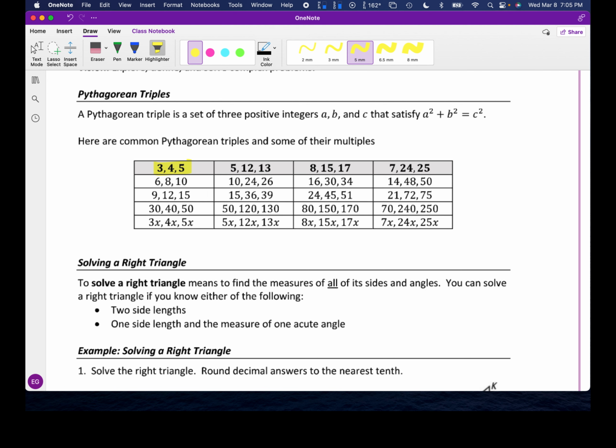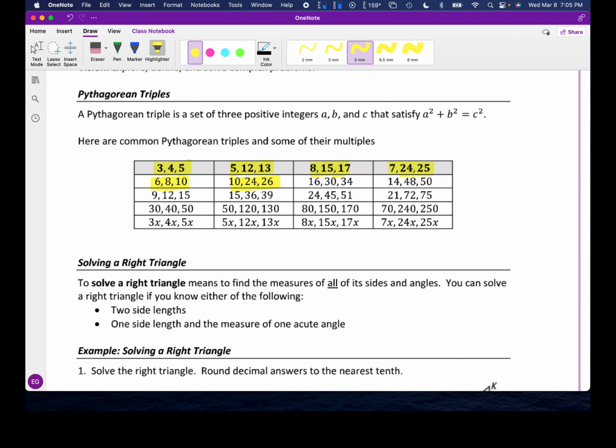Same with 5, 12, 13, 8, 15, 17, and 7, 24, 25. These are just the four that appear pretty often, and they're kind of subcategories. These are the ones that I am the most familiar with.